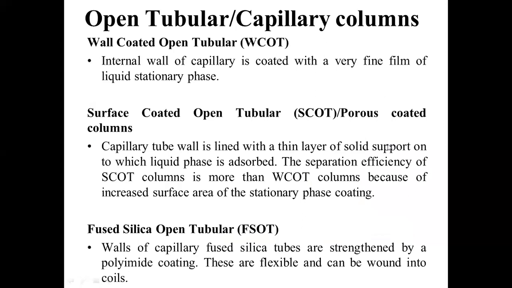So there are four important types of open tubular or capillary columns. Number one is wall coated open tubular columns, then surface coated open tubular columns, porous coated open tubular columns, and fused silica open tubular columns. This is what I have explained so far under capillary columns.